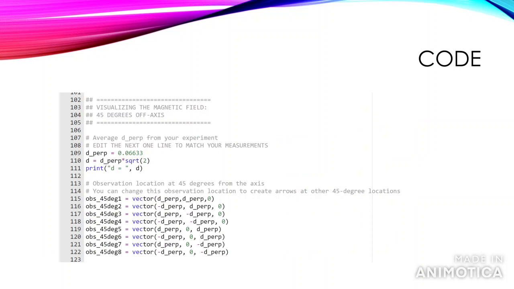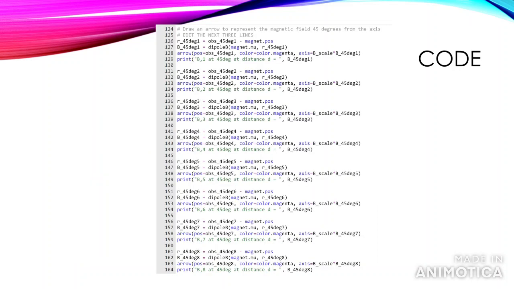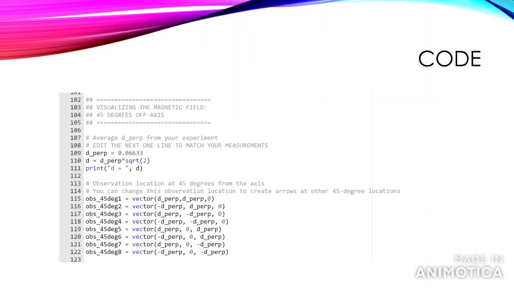Then I find the off-axis magnetic field, and I do this by finding d. d is the distance from the magnetometer chip to the magnet, and then again I create eight different observation locations, and I create eight different arrows that represent the magnetic field at the observation locations over here.